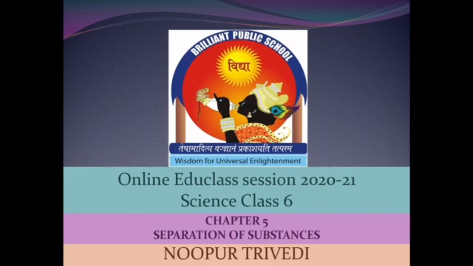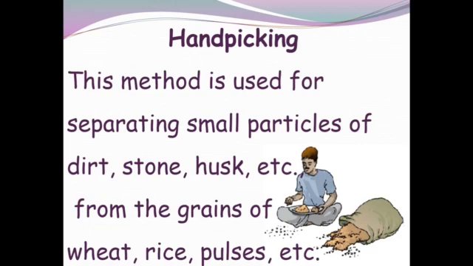Separation of Substances, part 2. After cleaning in the fields, when the grains reach our home, they are further cleaned by sorting the grains out of the stones and other impurities. This way, they are further cleaned by hand picking. This method is used for separating small particles of dirt, stone, husk, etc. from the grains of wheat, rice, pulses that we buy from the market and may contain impurities in the form of these stones or unwanted grains.